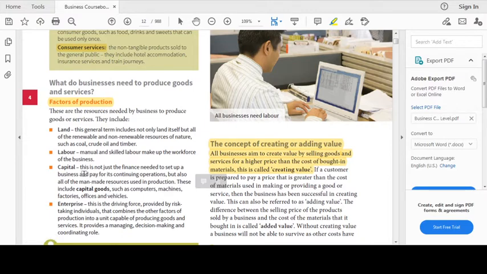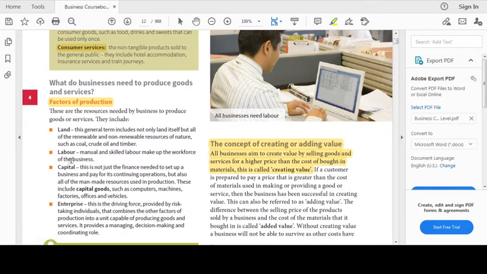Then what are capital goods? Capital goods are computers, machines, factory, offices and vehicles. Other than that, what is enterprise? Enterprise is basically a driving force, or you can say it's a person, or an idea or strategies that will keep the business running, keep the business going. How the business is being planned, how the business is going to be put into execution, that is basically enterprise.